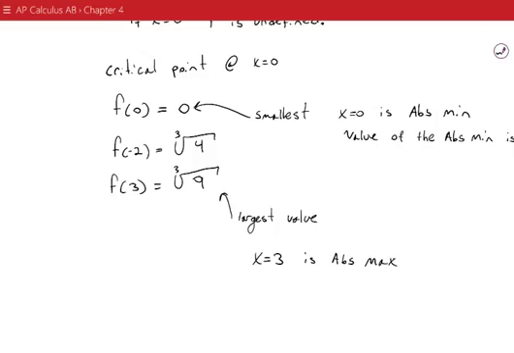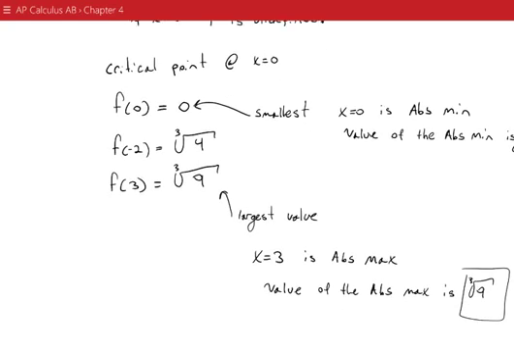And the value of the absolute max is the third root of 9. So again, we want to be really careful about what they asked. In this case, they just asked us to find the absolute maximum and minimum values. So they want the value, not the point. They're not asking where it is. They're asking the value of the max or the min. So that's what we're going to give them.